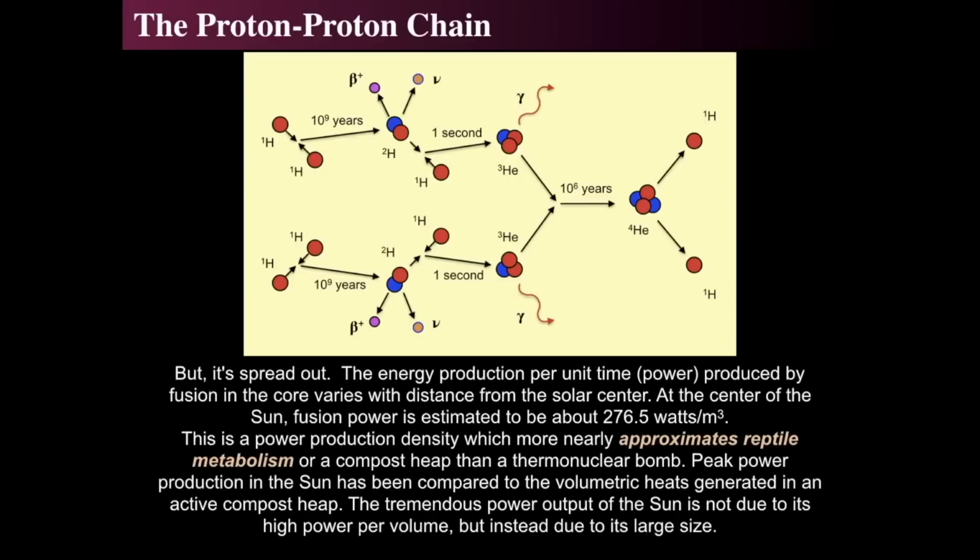The total output of the sun in the core, averaged out over the volume of the core, is really, really, really, really small. So that makes it kind of fun. So the tremendous power output is because the sun is enormously large, not because it's providing a lot of power. So the volume in which this can occur is enormous.